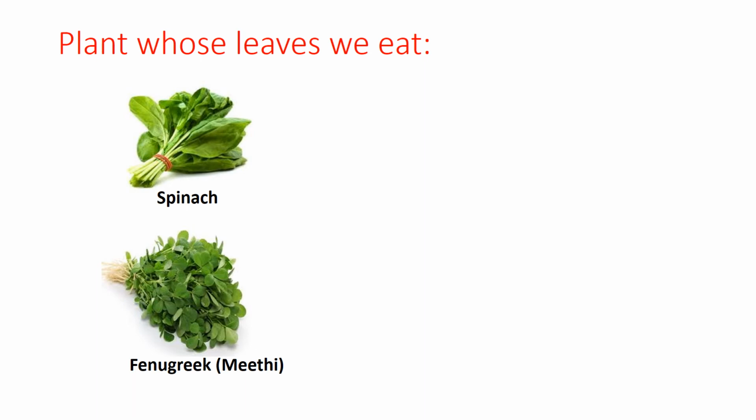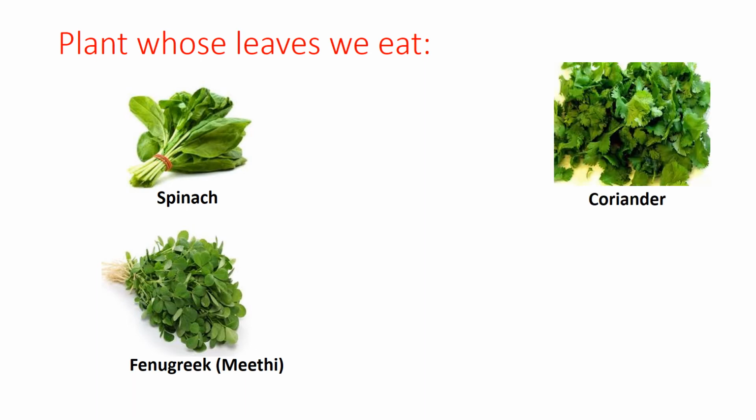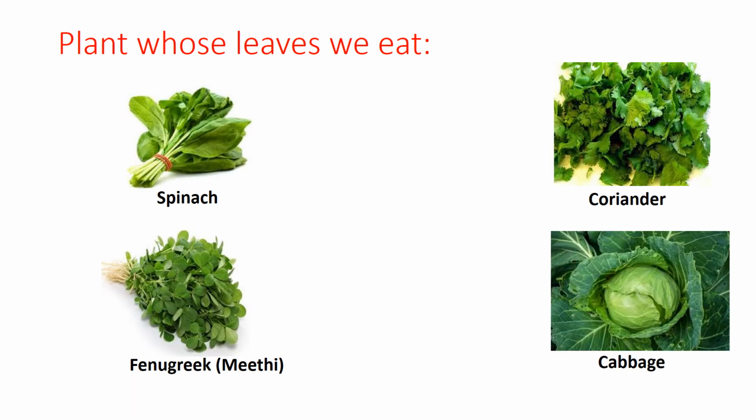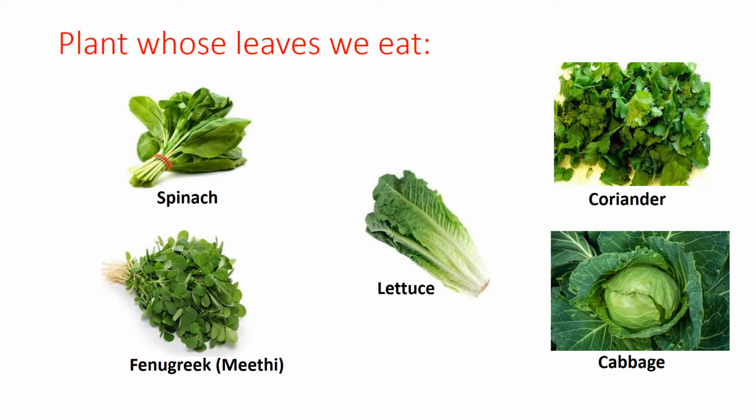Moving next, students, we have studied about different parts of a plant. Now we will study some plants whose different parts we eat. Let's start with plants whose leaves we eat. Any guesses? Okay, so they are spinach, fenugreek, coriander, cabbage and lettuce.